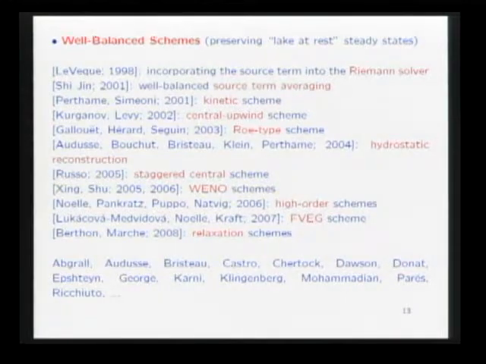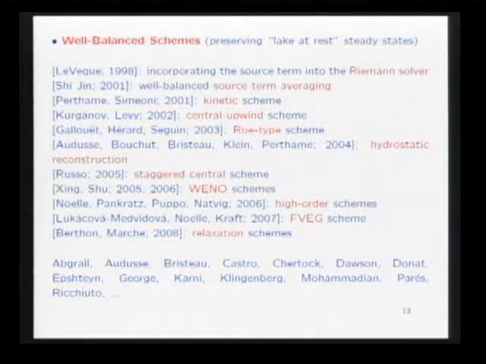So let me give you a brief review. There has been an enormous amount of activity on numerical methods for shallow water, but there are some milestones. Let me start with Randall LeVeque's paper, where he incorporated the source term into the Riemann solver. This was the main idea. Then Jin in 2001 proposed a source term averaging, a well-balanced averaging for the source term that helps in many situations to design a scheme which is well-balanced.